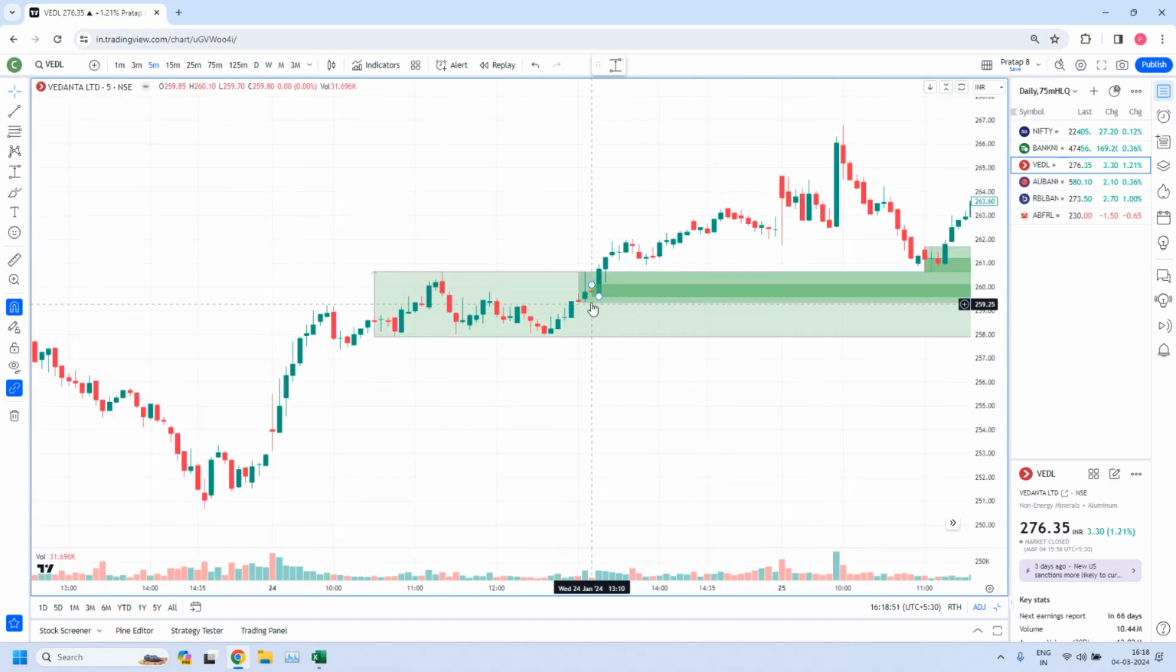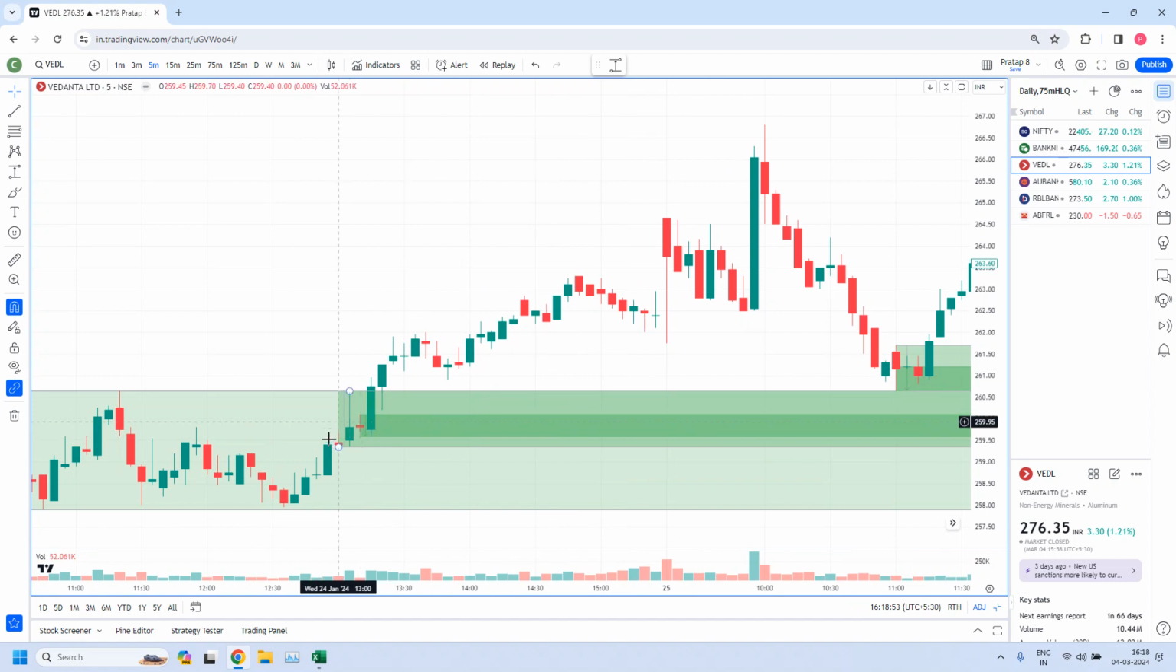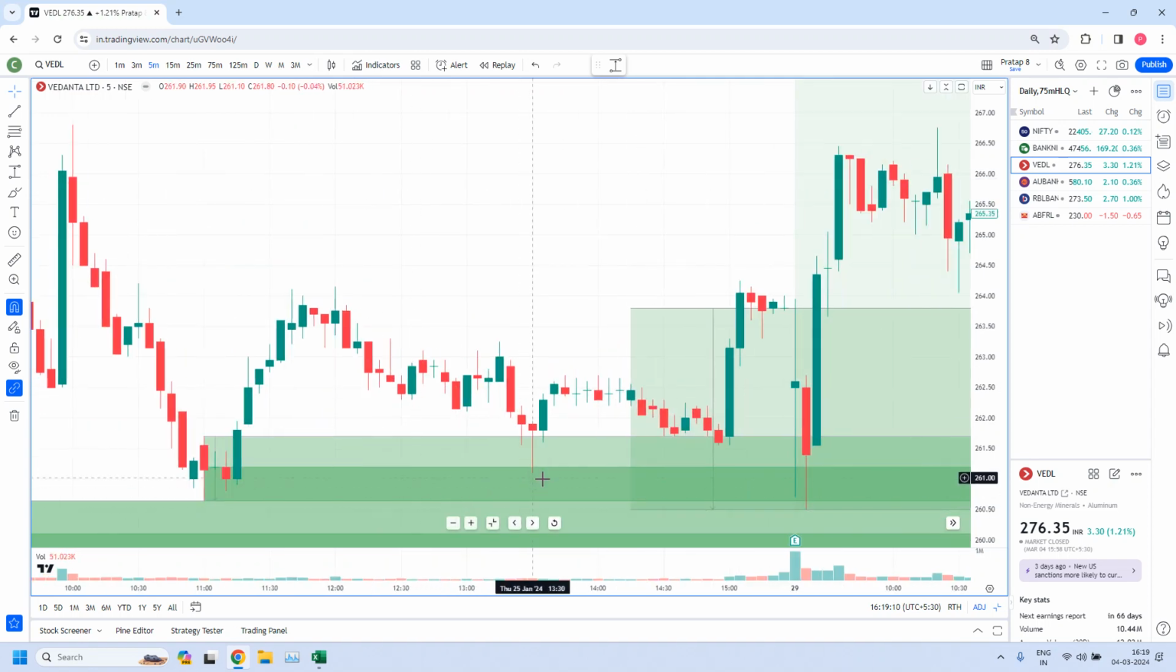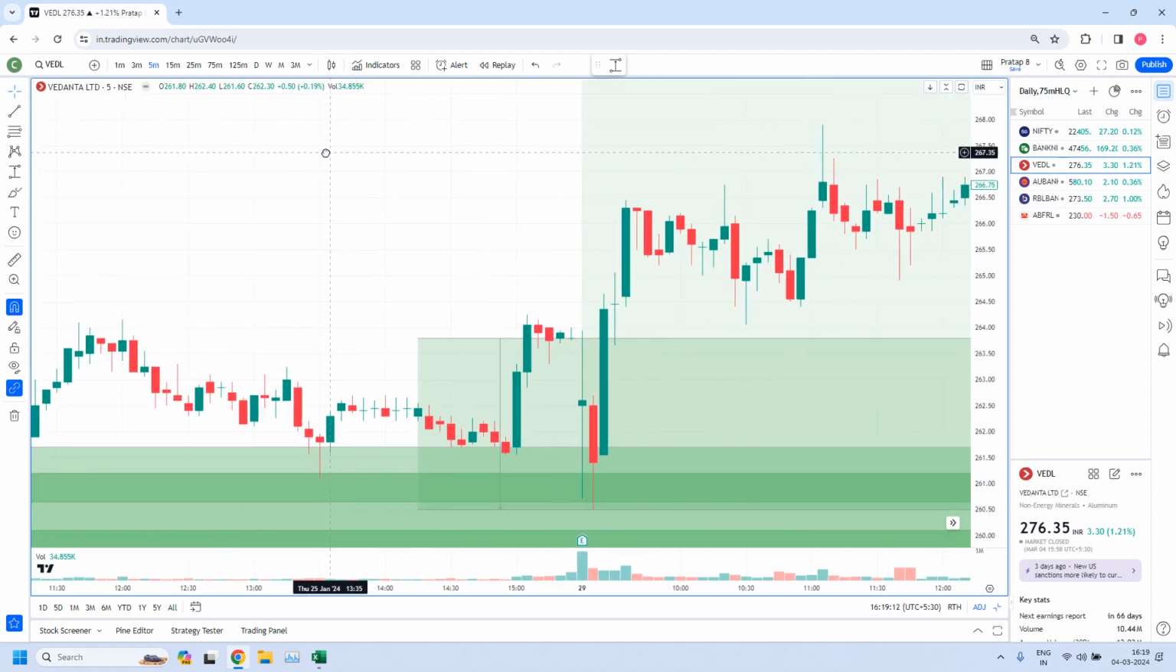Inside this bottom 15 minutes, again we have a drop candle, base candle, rally candle. So this is a 5-minute demand zone. And this is another 5-minute demand zone. Inside 15, drop, base, rally. Drop, base, rally. See here we got the first test.